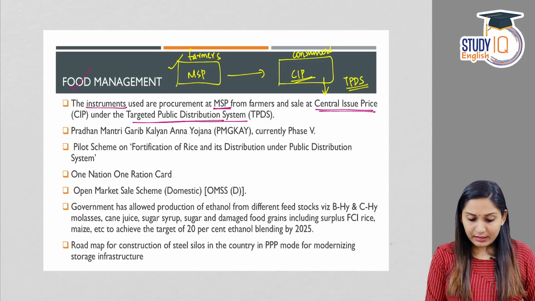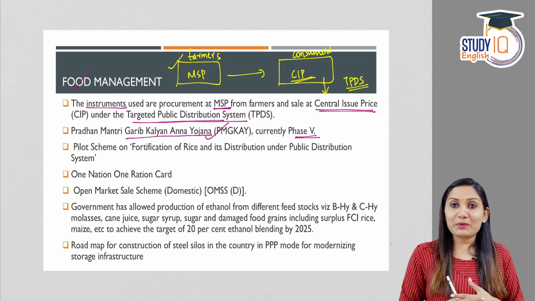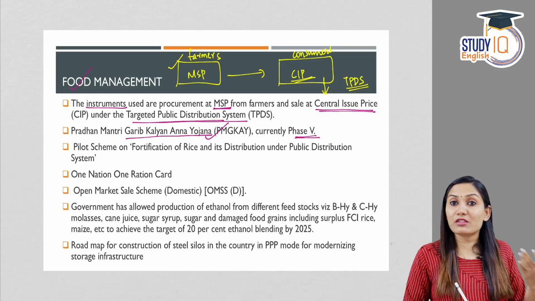Pradhan Mantri Garib Kalyan Anna Yojana, currently phase 5 is going on. So Garib Kalyan Anna Yojana tries to provide food grains to the poor or poorest of the poor at affordable rates or at free cost.